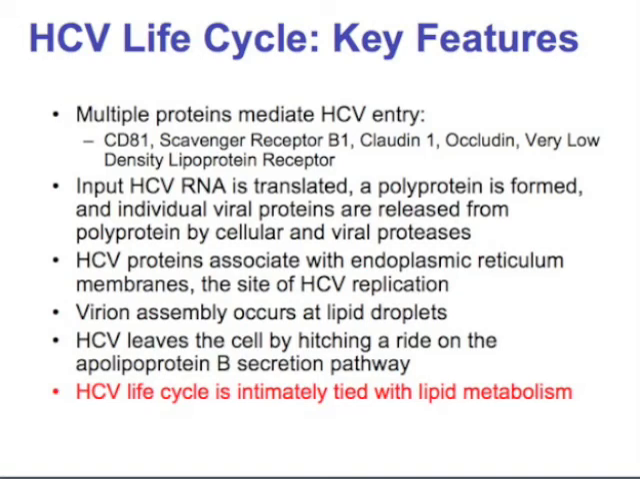And for time's sake, I didn't have time to mention this, but it turns out that HCV also leaves the cell after it's assembled at lipid droplets by hitching a ride on the apolipoprotein B secretion pathway. So it's important to note that the HCV life cycle is intimately tied with lipid metabolism.